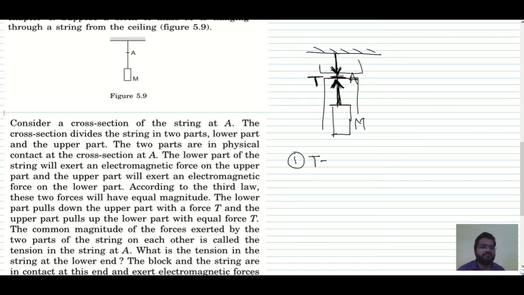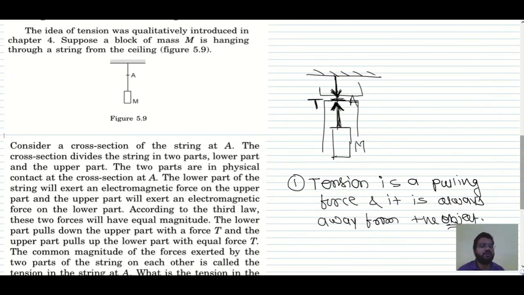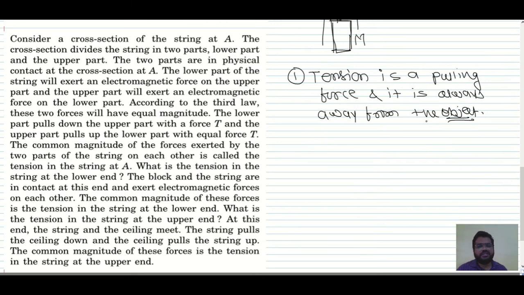So tension is a pulling force, and it is always away from the object. No need to remember anything else in this. The only thing you have to remember is this: if you consider an object, from the object you have to consider the away direction, and if you take the ceiling as the object, then again you have to consider away. So I hope this is clear to you all.